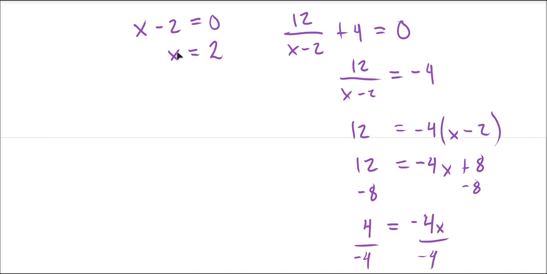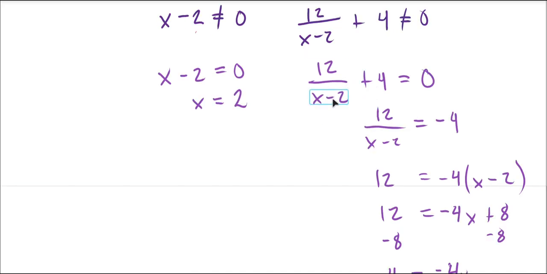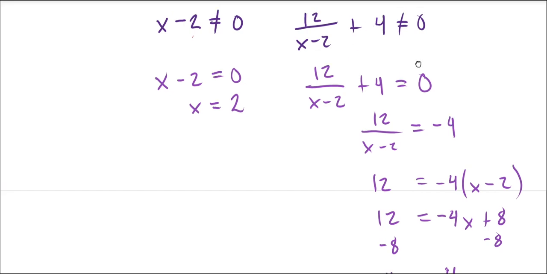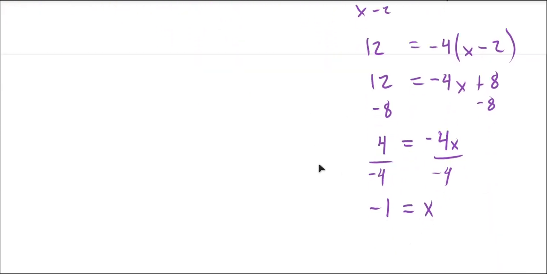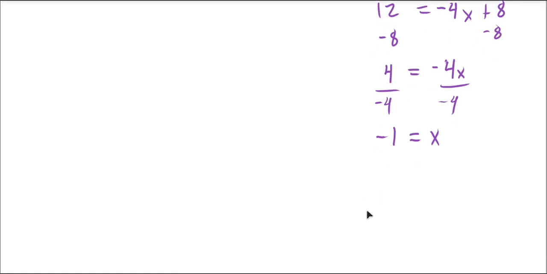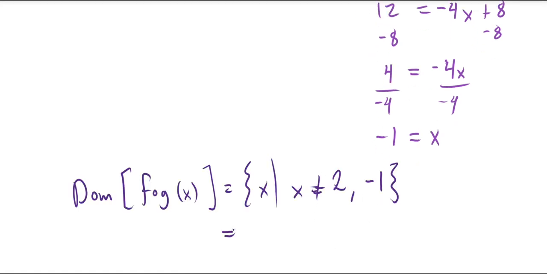This denominator here would be problematic if x was 2. And this overall denominator in the compound fraction would be problematic if x was equal to -1. So these both must be forbidden values. We mustn't let x be equal to either 2 or -1, which as an interval would look like this.